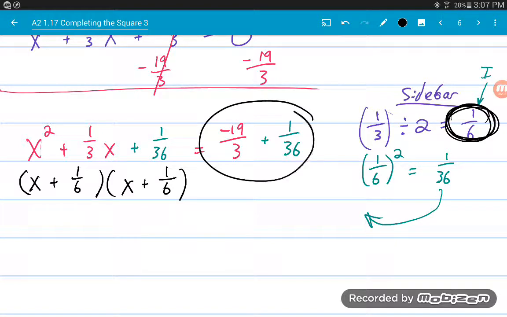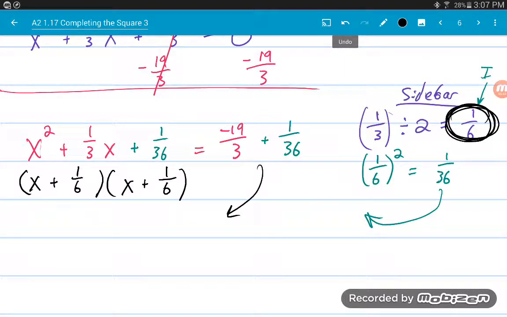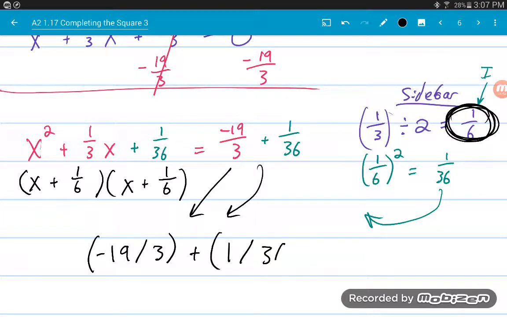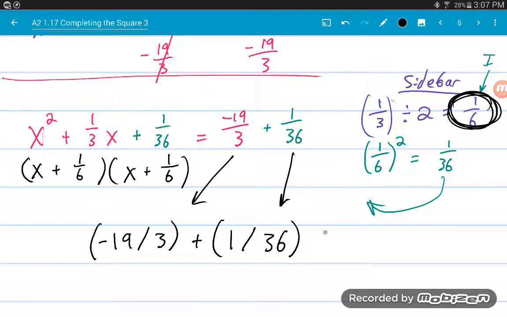On the right-hand side, I actually need to add these, but because they don't have common denominators, it can be a little messy. So I'm again going to go to my calculator. The way that you would type it into your calculator is like this: -19 divided by 3, that's the first fraction, plus 1 divided by 36. So that's how you would type it in order to add these fractions. It's going to give you some ugly decimal, and you're going to hit math, enter, enter, and it'll give you a fraction.